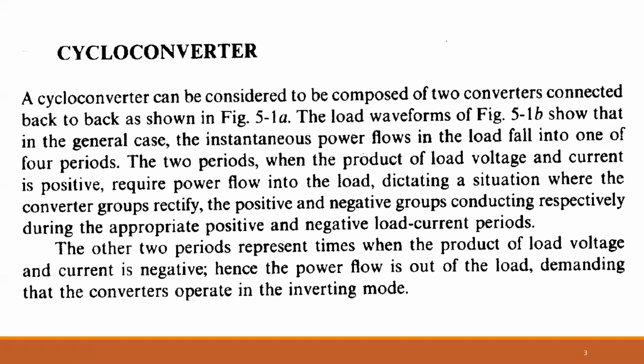So we divide the cycloconverter into two groups. One is called the positive group, and another is called the negative group. We provide the firing pulse to the positive group thyristors such that when the positive cycle is coming, we observe only the positive cycle at the output, and when the negative cycle comes, the negative group operates, due to which we get only negative cycles at the output. So this is some of the operation of the cycloconverter, how it actually works.